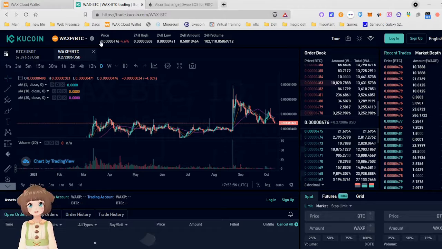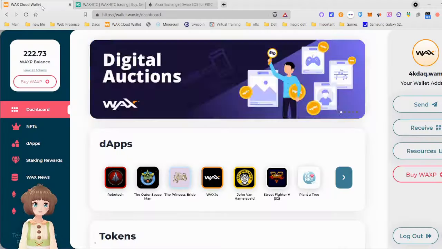So using KuCoin or Binance now, you can get Wax or Wax P tokens. The Wax P is essentially just like a Polygon Wax token, but that is the one that you would want.